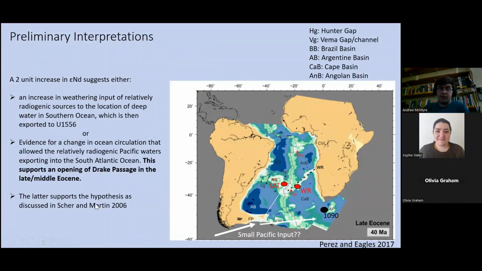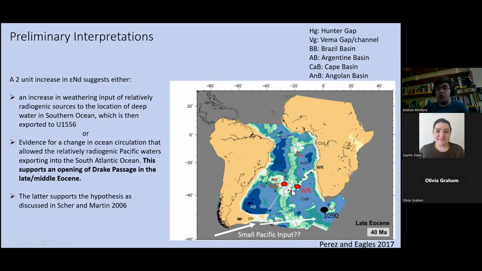So this builds on the hypothesis of Scher and Martin in 2006, which suggests that what we're seeing in the record at 1090 is an input of some Pacific waters flowing in across the Southern Ocean from an opening Drake Passage, bathing this region. But our data then suggests maybe we're starting to see that water mass flowing and mixing and bathing the South Atlantic sites.